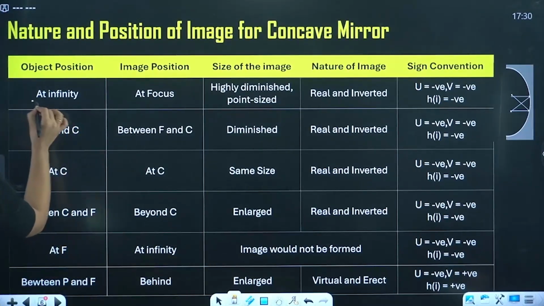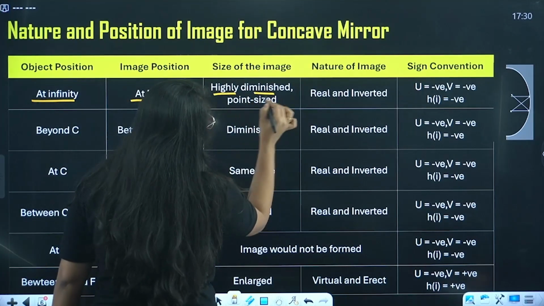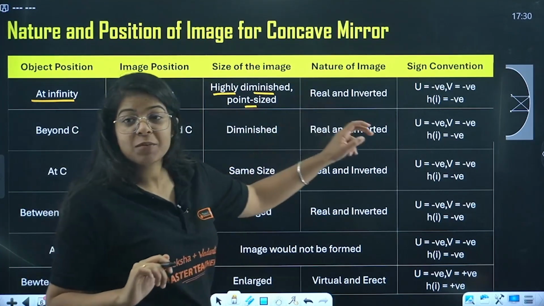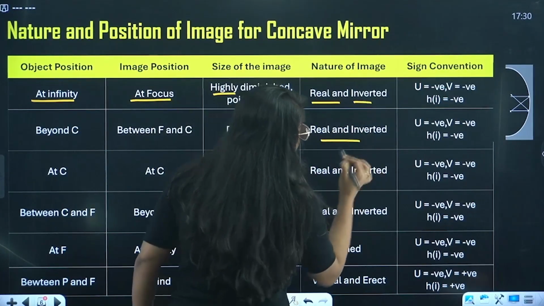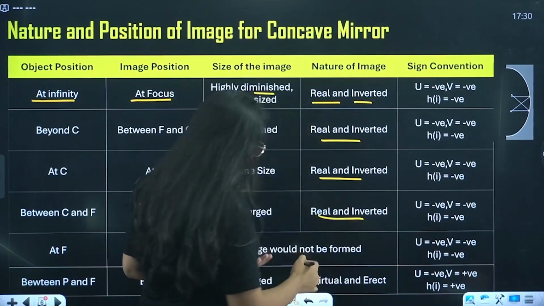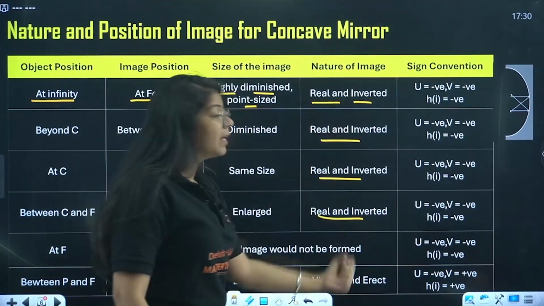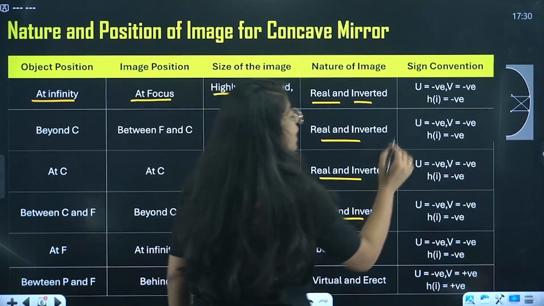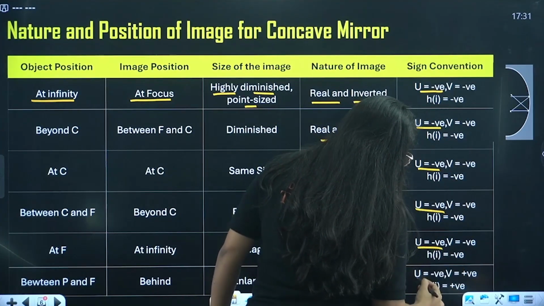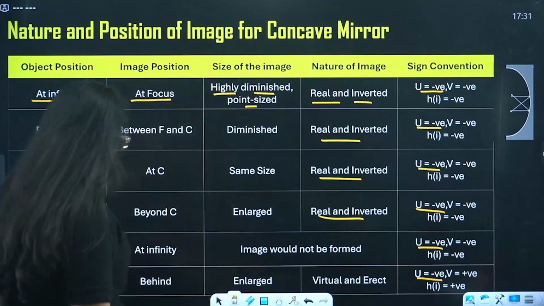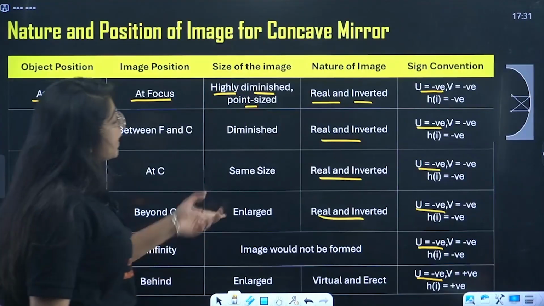Okay, now beta, object is at infinity, image position at focus, size of the image highly diminished and point sized, nature of the image real and inverted. First 5 cases are real and inverted, let's say the 5th case, I'll come to that. So these are real and inverted, right? Now see, U is always negative. What did I tell you? U is always negative. Understood? Then come to the image.